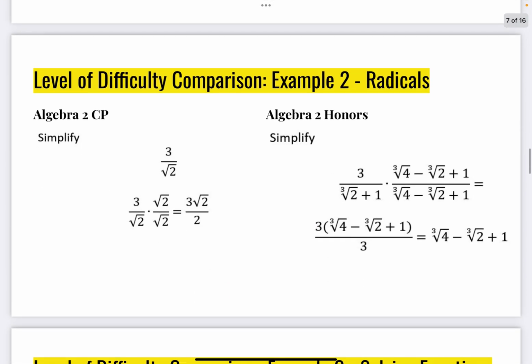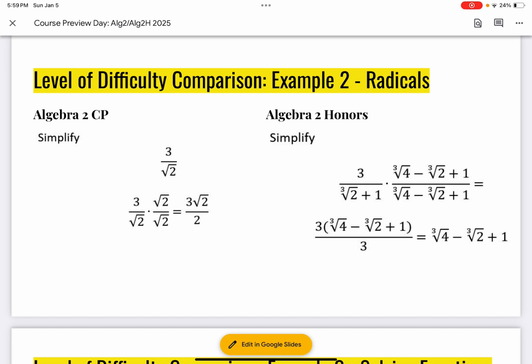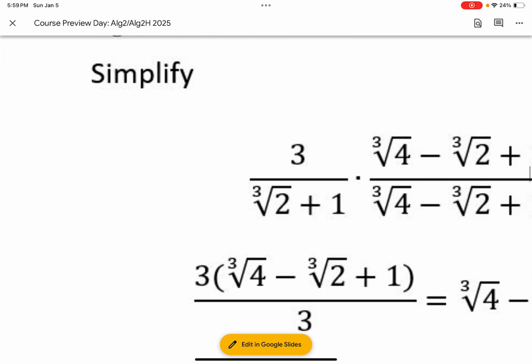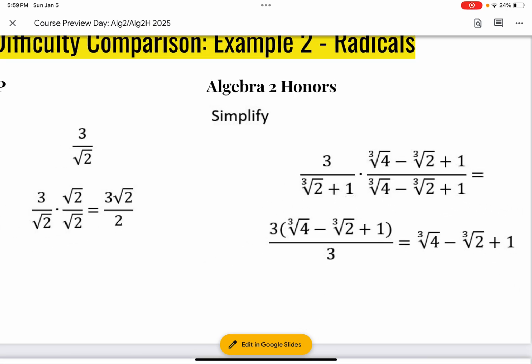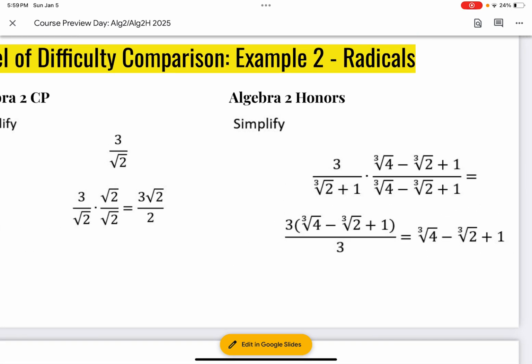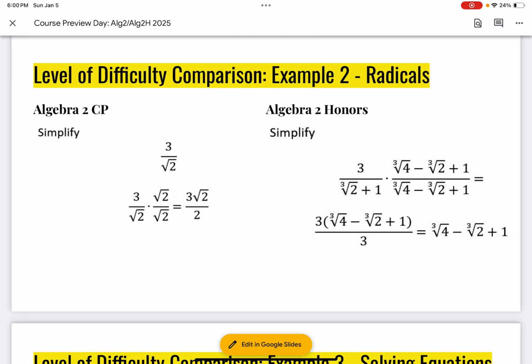Here's another example of a simple problem from Algebra 2 CP where you have to rationalize by multiplying by root 2 over root 2. Whereas at the honors level, the problem here is 3 over the cube root of 2 plus 1. To rationalize that, you need to multiply by a trinomial over itself. That creates what we call a sum of cubes here, and it's a much more complicated problem than what would be expected at the CP level.